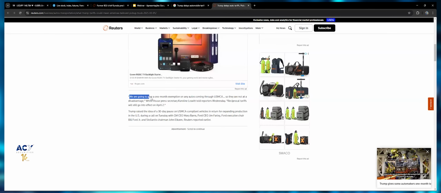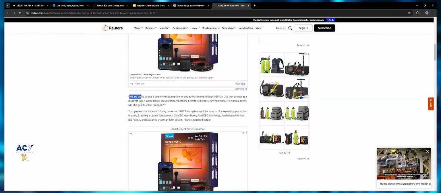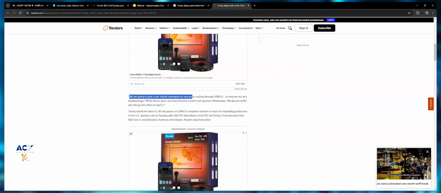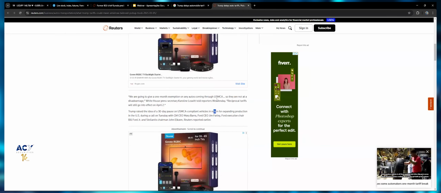And then he said, we are going to give a 1-month exemption on any autos coming through USMCA. So USA, Mexico, and Canada, so they are not at a disadvantage, White House Press Secretary Karoline Leavitt told reporters on Wednesday. Reciprocal tariffs will still be in effect in April.